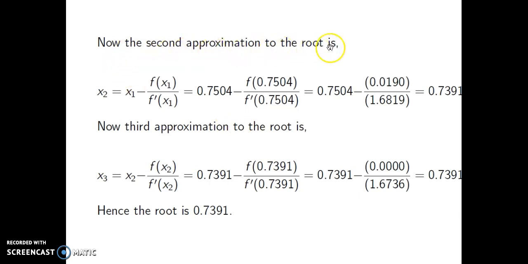Now the second approximation to the root is x2 equal to x1 minus f of x1 upon f dash of x1. We substituted the x1 value here. So x2 becomes 0.7391. This value we use in the third approximation, x3 equals x2 minus f of x2 upon f dash of x2. The x2 value we substituted here, calculated using a calculator, and this value becomes 0.7391. Hence the root is 0.7391 for the given polynomial.